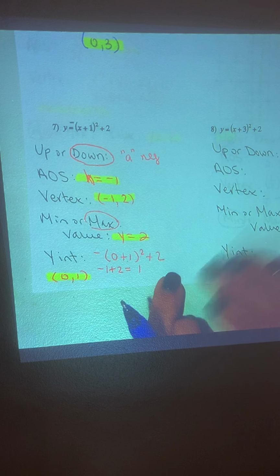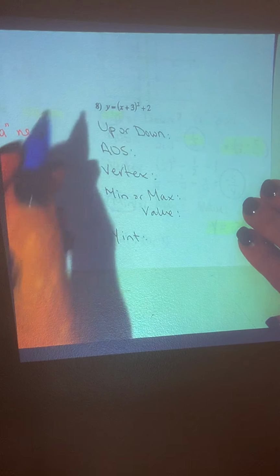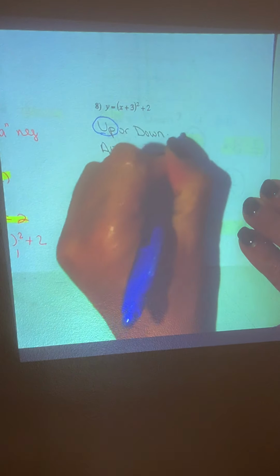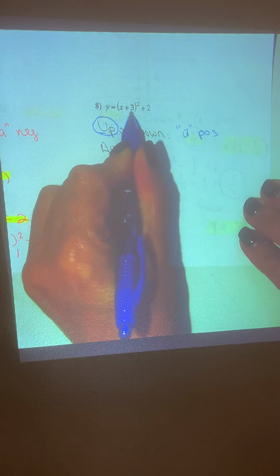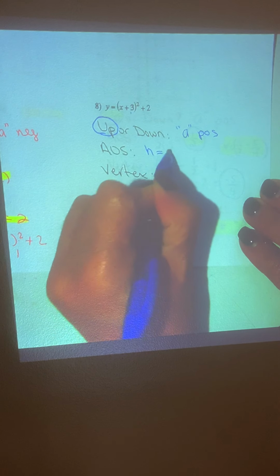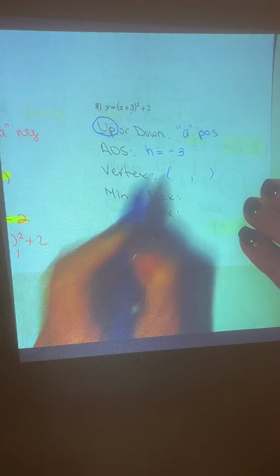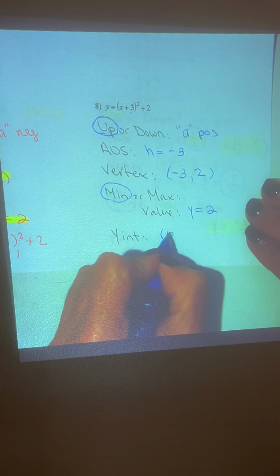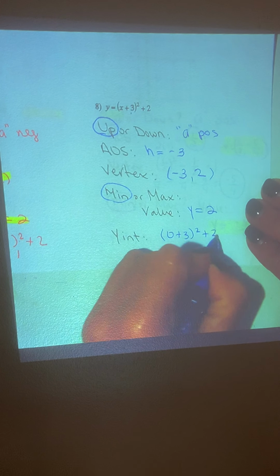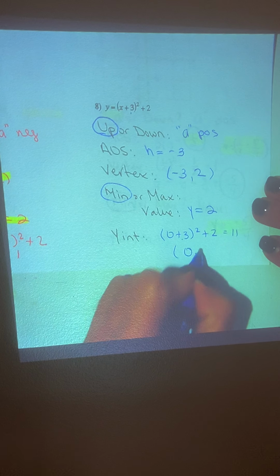And finally, last problem. It opens up because a is positive. Axis of symmetry, take the opposite: h equals negative 3. The vertex (h, k) is negative 3, positive 2. If it opens up, it's a min, and the min value is 2. To find the y-intercept, let x be 0. 0 plus 3 squared plus 2. 3 squared is 9 plus 2 is 11. Therefore, my ordered pair is 0, 11.